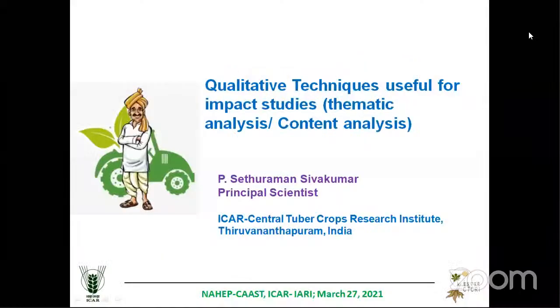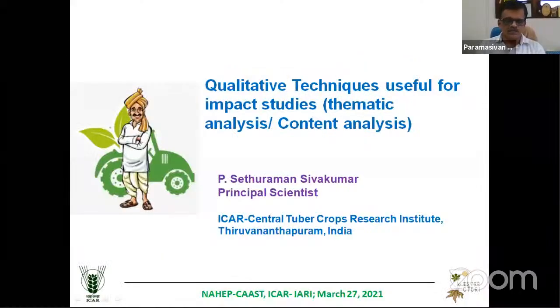I will be starting with what exactly the qualitative aspects of the impact evaluation are, because you are all attending several sessions on quantitative methods of impact assessment. And here I will be introducing some of the qualitative techniques of impact assessment in the first few slides. Then I will directly go into the content analysis and focus more on the thematic analysis.